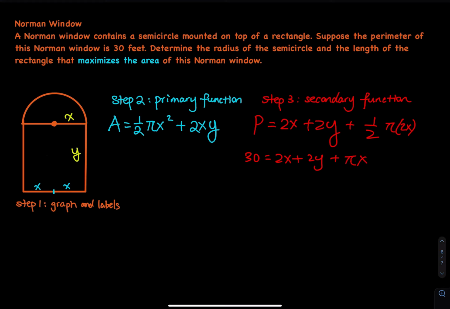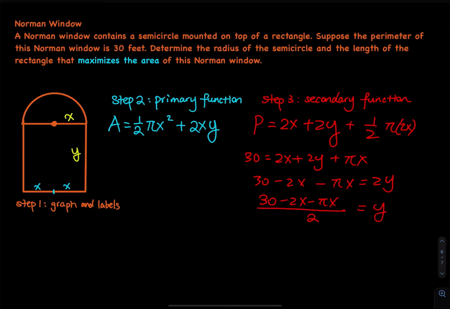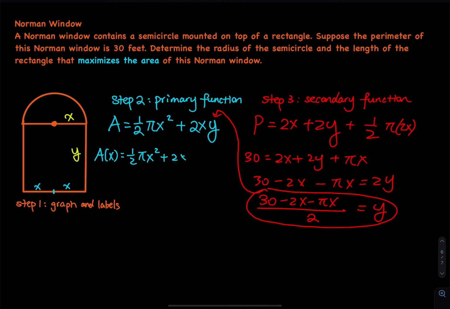Pi x. So to put y on one side, we have 30 minus 2x minus pi x equals 2y, and then divide both sides by 2. 30 minus 2x minus pi x, divided by 2, equals y, and then we will plug the secondary into the primary. We rewrite the primary function as A of x equals 1/2 pi times x squared, plus 2x times y, and y is the big fraction: 30 minus 2x minus pi x divided by 2.